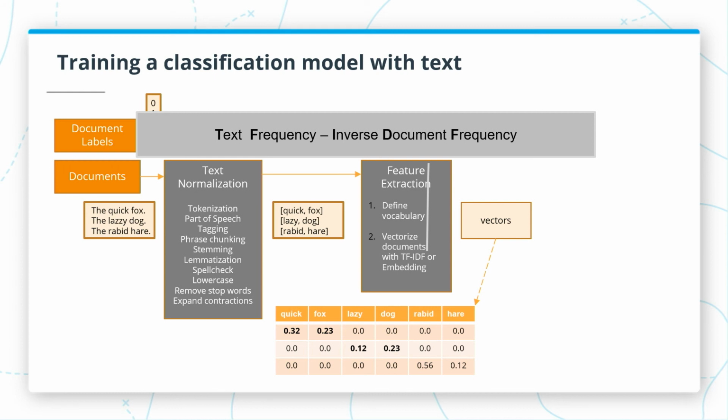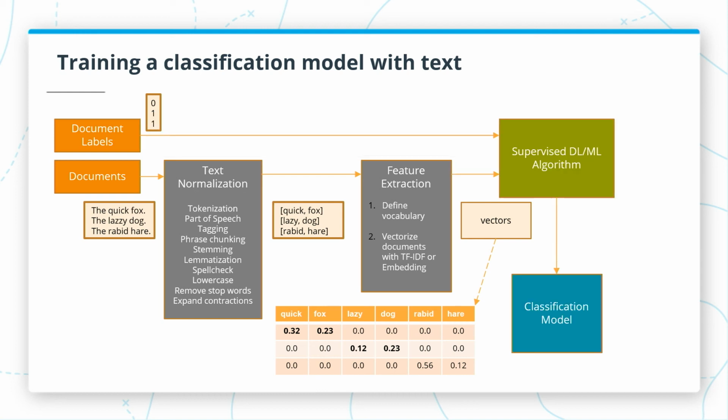Once everything is transformed into vectors and every single word or every single sentence in your text has its own representation in that numerical vector format, you can use this numerical data set to train your supervised deep learning or classical machine learning algorithm. And then what you will get at the end of this process is a classification model, a machine learning model, either classical or deep learning, that is capable of classifying those documents.